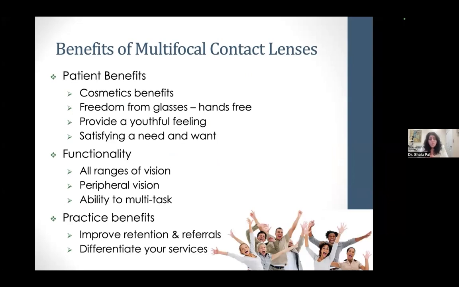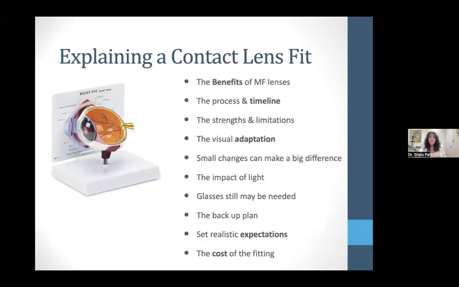So patients want this. They want the functionality. They want the different ranges of vision. They want to be hands-free. You know, having glasses and readers, it's not always the beneficial tool for them. They want to feel young and they want to feel like, I always did this. Why can't I just keep doing this? Make my life easy for me. Well, we can because we have great products.